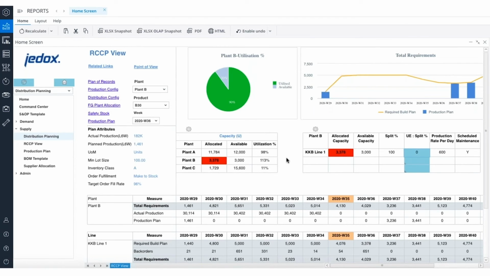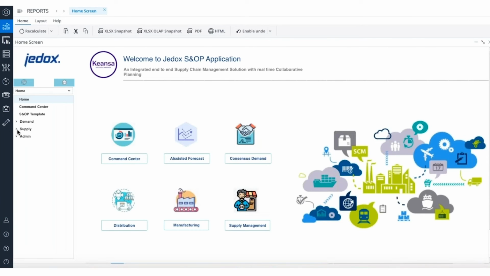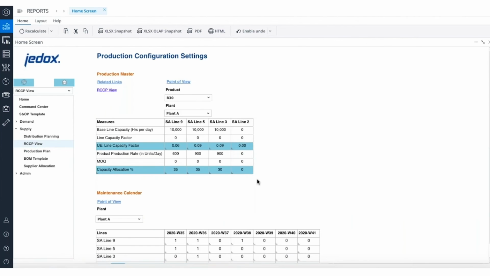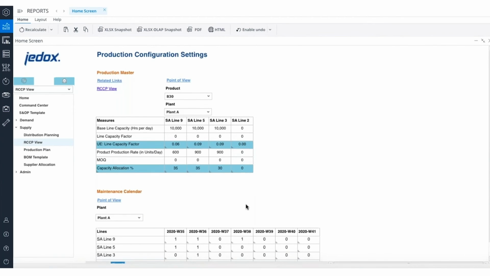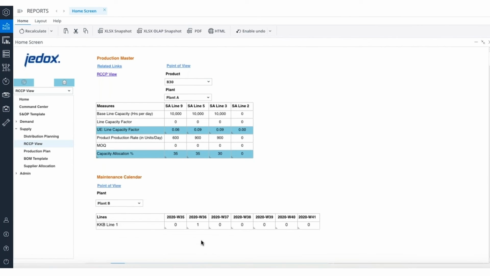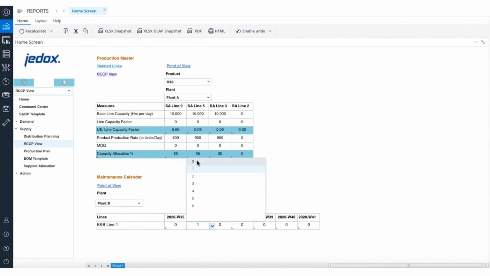What I can do is get into another configuration template, which is production config. By changing the maintenance calendar, we can push the available capacity that's there on that particular day to the next week, so that we can always see it for the next week. Right now I'm in the maintenance calendar. We are planning for plant B and see that there's a maintenance, right? That's why the system says there's a maintenance. So now I want to move this maintenance to the next week.